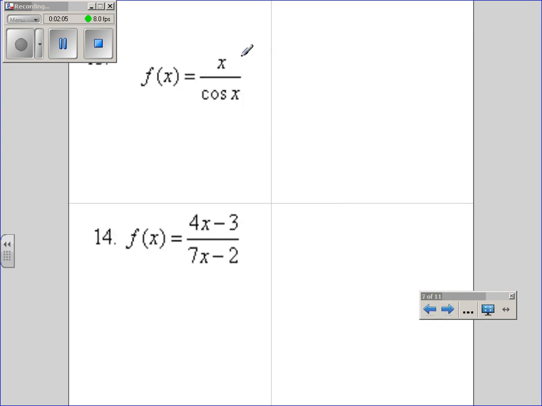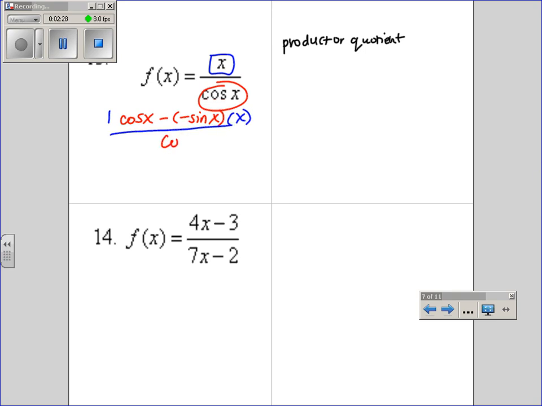Okay, number 13. I can either use the product rule or the quotient rule. Either one. If I do the quotient rule, I have the top and the bottom. Derivative of the top is 1 times the bottom minus the derivative of the bottom, which is negative sine, times the top, all over the bottom squared. So if we simplify this, we have cosine x plus, I'm going to put the x in front of the sine x, like algebra in front of the trig, over cosine squared x.